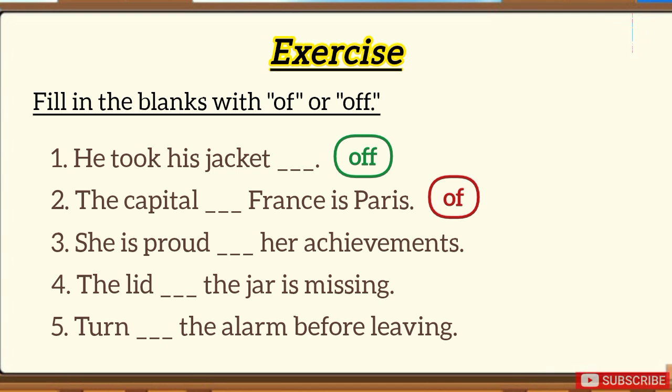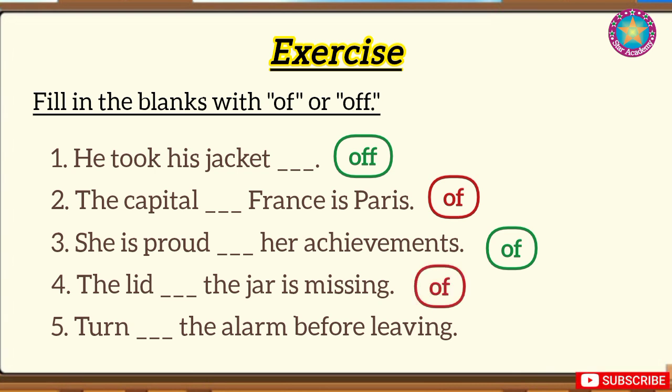She is proud of her achievements. Of connects pride and achievements. The lid of the jar is missing. Of indicates that the lid belongs to the jar. Turn off the alarm before leaving. Off suggests stopping the alarm.